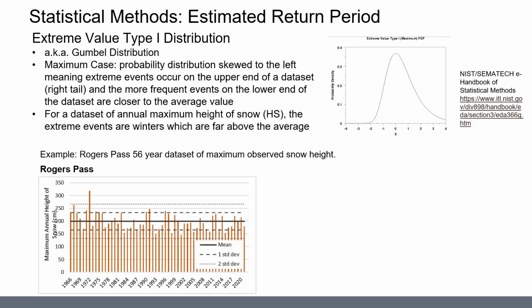The second method is to use extreme value distributions or Gumbel distribution. I'm not going to go into the weeds with this, but basically that plot there shows the distribution for an extreme value type 1 where our extreme event is on the high side. So we're going to use Rogers Pass as an example here, and you can see right away if you look on the left side of the graph, 1972 really stands out here. It's well outside of 2 standard deviations.